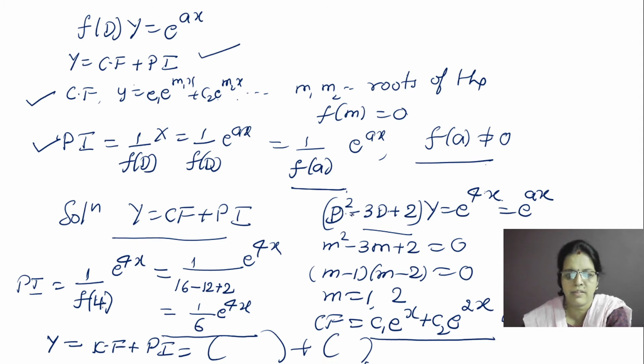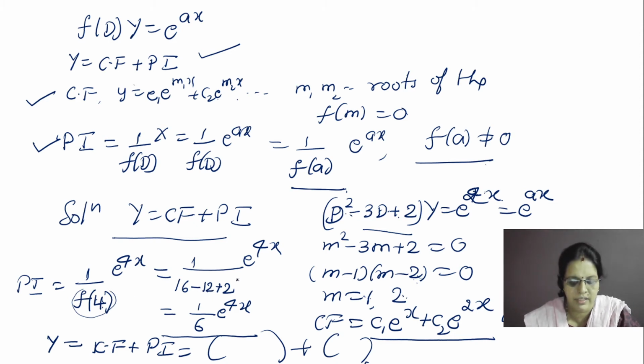f of a is 0 and the roots are 1 and 2 here. So if one of these numbers is there, suppose it is e power 2x. Then what happens? m equal to 2 is a root means when you put d equal to 2, that expression becomes 0. So that expression 0 means f of 2 is 0, so this is not the particular integral, it is something by 0.